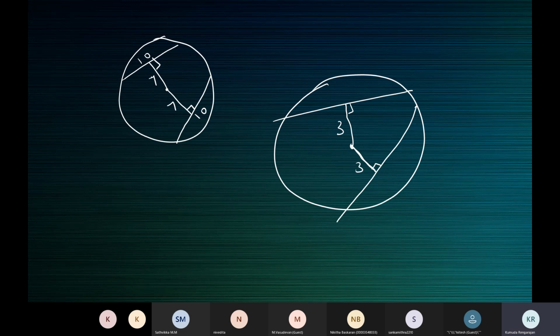You can see this is the distance of this chord from the center, and this is the distance of this chord from the center. The distances are both 3. So that means this chord AB is equal to this chord CD, because their distances from the center are equal. Because OM is equal to ON, AB is equal to CD.